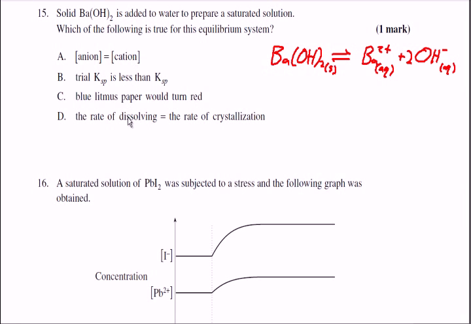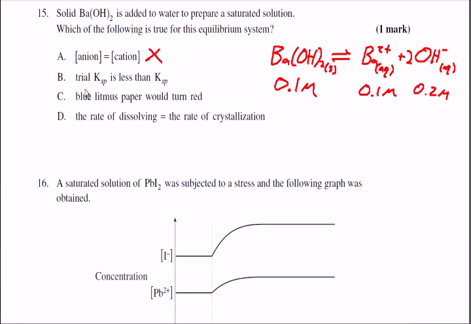So which one of these things is true? The first one says anion concentration equals cation concentration. That is very, very wrong. Well, this is very low solubility, but let's just say this is 0.1 molar, then this is going to be 0.1 molar, and this is going to be 0.2 molar, twice as much. So this one is very wrong.